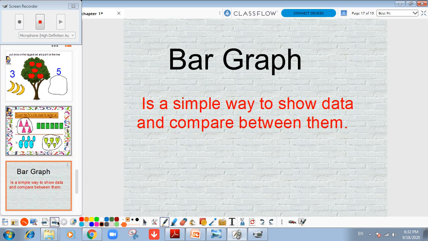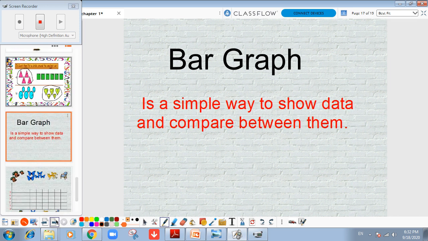Now we are going to explain the meaning of the bar graph. What does it mean? The bar graph is a simple way to show the data and compare between them. It's a simple way to show the items and compare between them. To be more clear, let's see the next example.